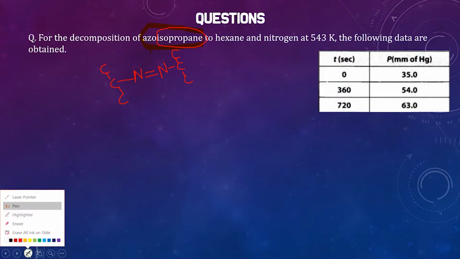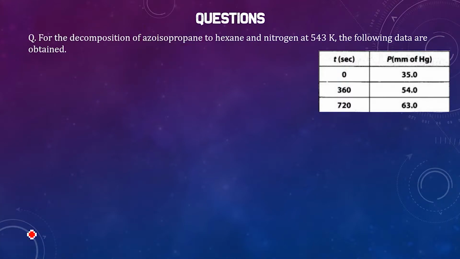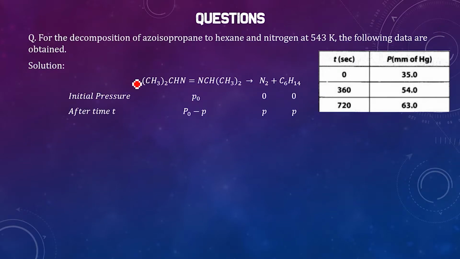So let me do the question. Azoisopropane is written like this. You can see this is N double bond N, with the carbon attached, and a single carbon with 2 CH3 groups on both sides, isn't it, like this? When it is heated, it gives N2 and C6H14, that is hexane. Suppose the initial pressure is P naught. Obviously at that time there is no product, so 0 and 0.